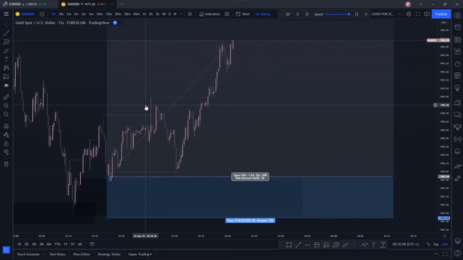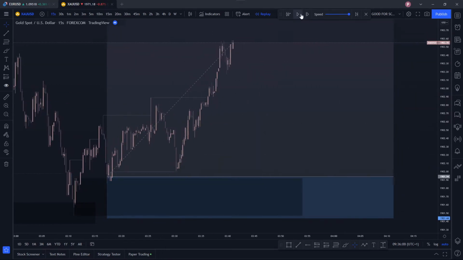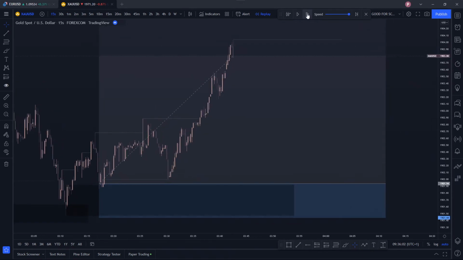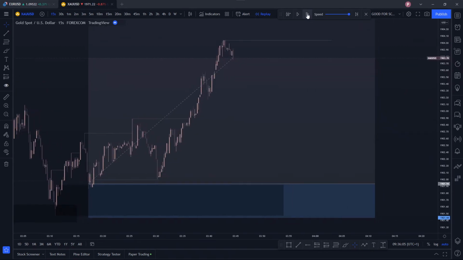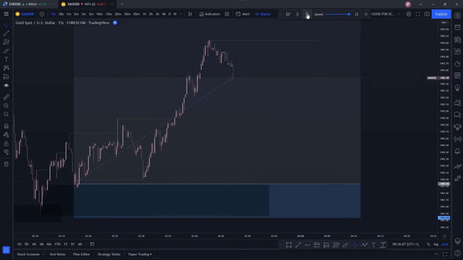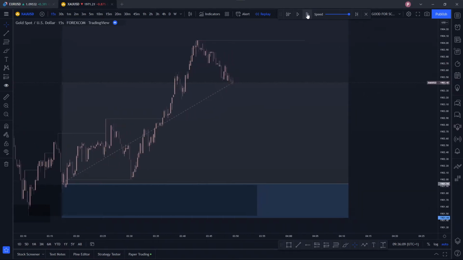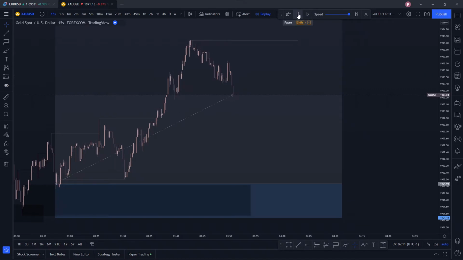So after breaking this structure, I was pretty certain that, okay, now I can break even, because price was finally moving my way. It's nothing difficult. My trading friends and I, we've discussed and we found out that trading is relatively easy.